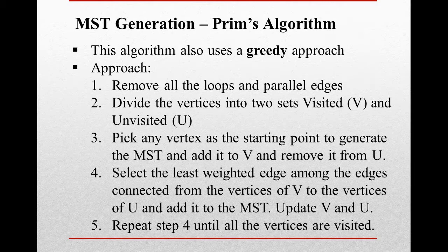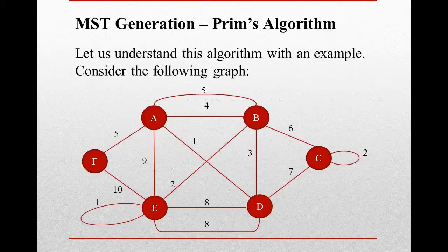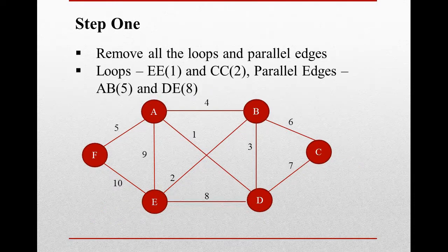This is a theoretical overview, so obviously it doesn't make most of the things clear. So an example would clear at least whatever doubts you have. So let's run through this algorithm with a graph. So here is a graph, the same graph which we used for Kruskal's algorithm. So you have all sorts of edges, loops, parallel edges, etc. So the first step is obviously to remove loops and parallel edges. We removed the loops and parallel edges.